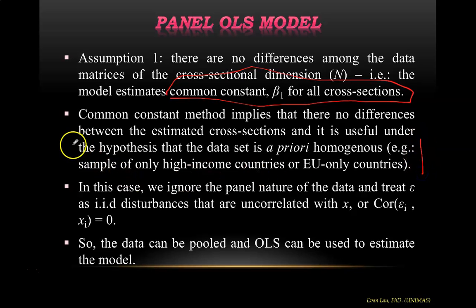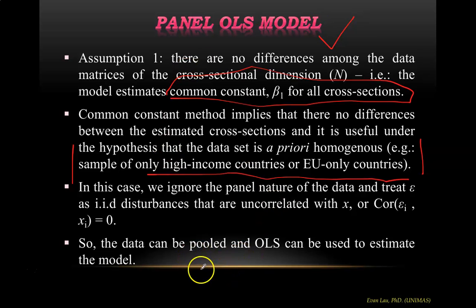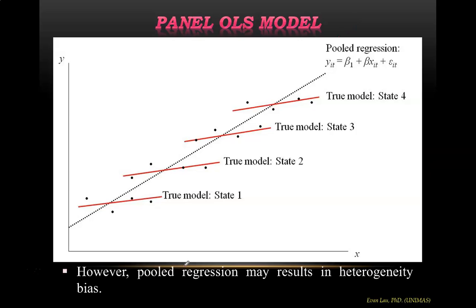We assume that you're using a sample of, for example, high-income countries, or countries at the same stage of development. For example, if you use ASEAN countries, this model might not be suitable, because the 10 ASEAN countries have different types of development, so it's not really homogeneous; it's heterogeneous in that sense. All right. So with pooled OLS, the data can be pooled. We pool the data and then we estimate it using OLS. That's the meaning behind it.